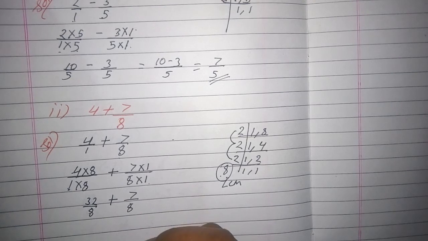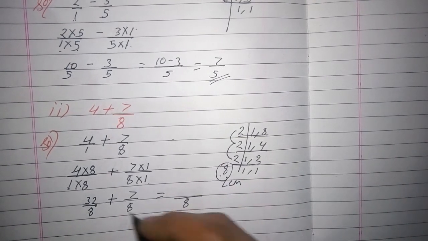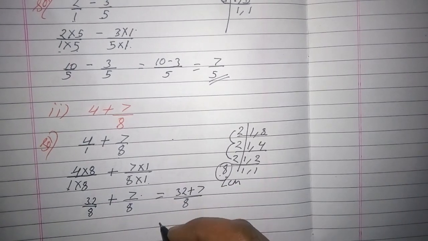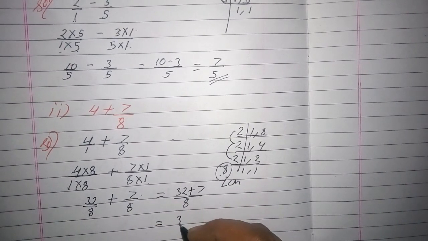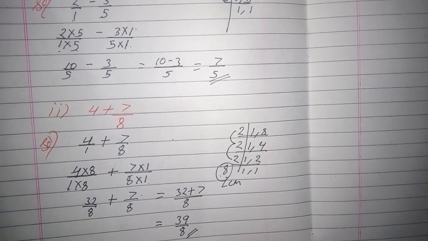Now see, their denominators are common. So write it one time and add the numerators. 32 plus 7 is 39. So 39 upon 8 is the answer of the second part.